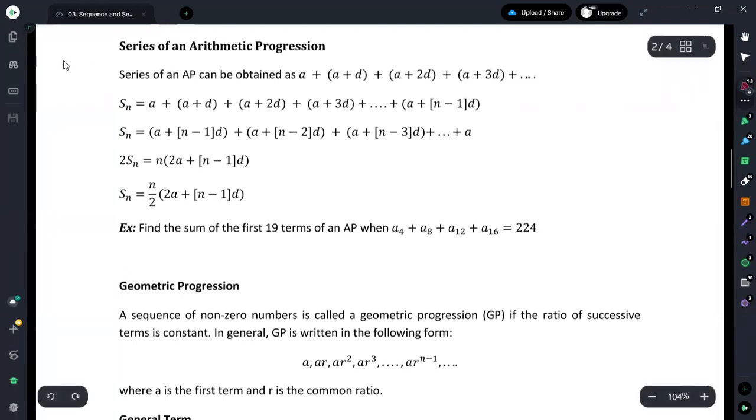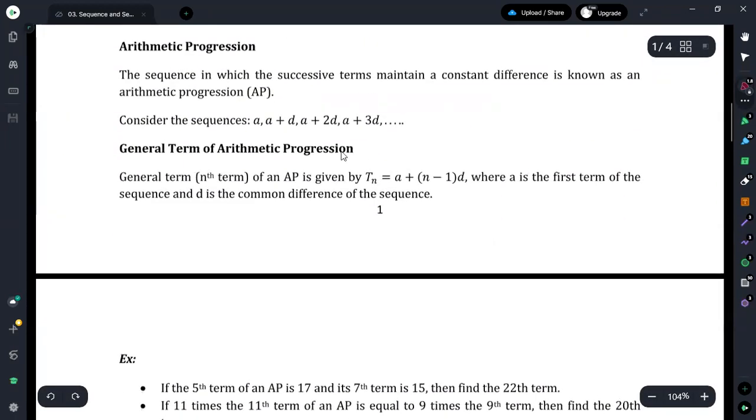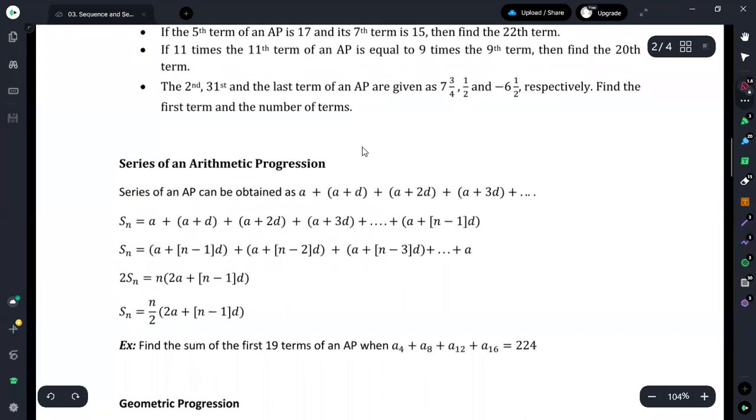In the previous session, we discussed what an arithmetic progression is and how we get its general term. Therefore, now we will go to the summation of the arithmetic progression. If we have the series of an arithmetic progression, how do we obtain the summation of such a series? Let us recall what we learned in the last session.